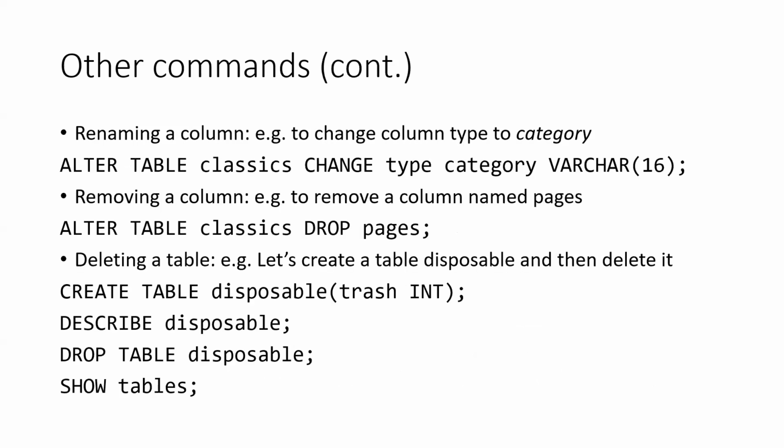Similar to that, let's say you want to change the column type to category. So in this particular case, we will say alter table classics change type. We will make it category and with the data type, in this particular case, we say varchar 60. Similar to that, let's say you want to remove a particular column, you can say drop pages, right?